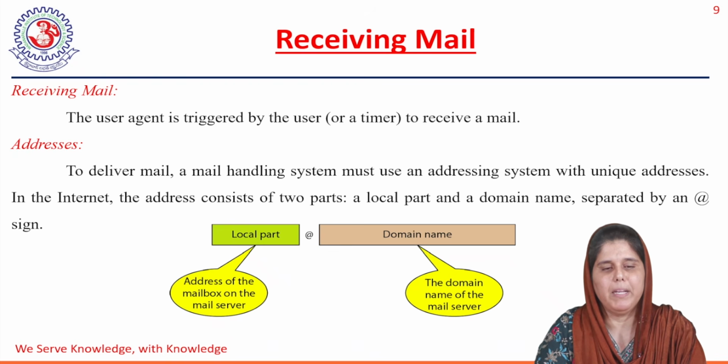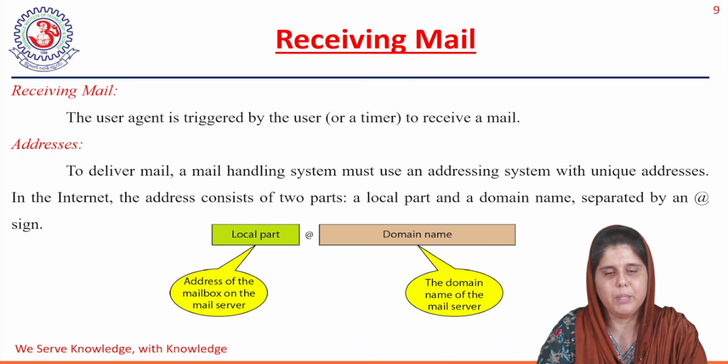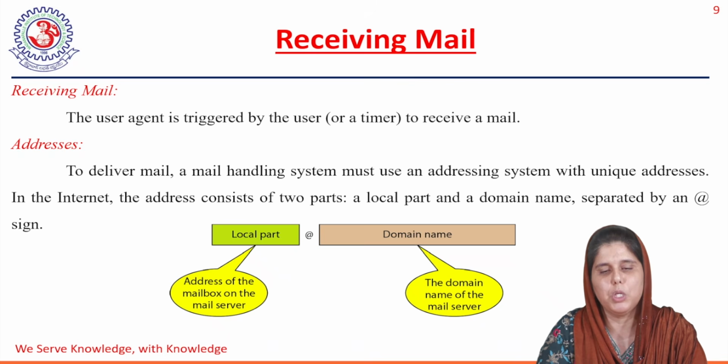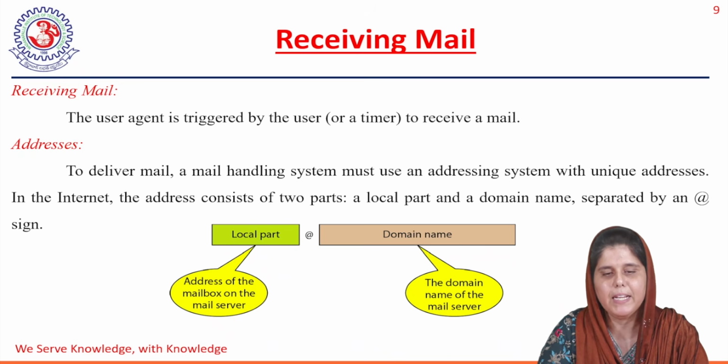Next, receiving mail. For receiving mail, the user agent is triggered by the user or a timer to receive a mail. Usually, sending mail or receiving mail consists of two parts, that is the local part and the domain name. For example, if we are sending a mail to xyz@gmail.com, here xyz is called the local part, and gmail.com is the domain name. The domain name is usually the server name. For Gmail, as we know already, we are using the Google server.